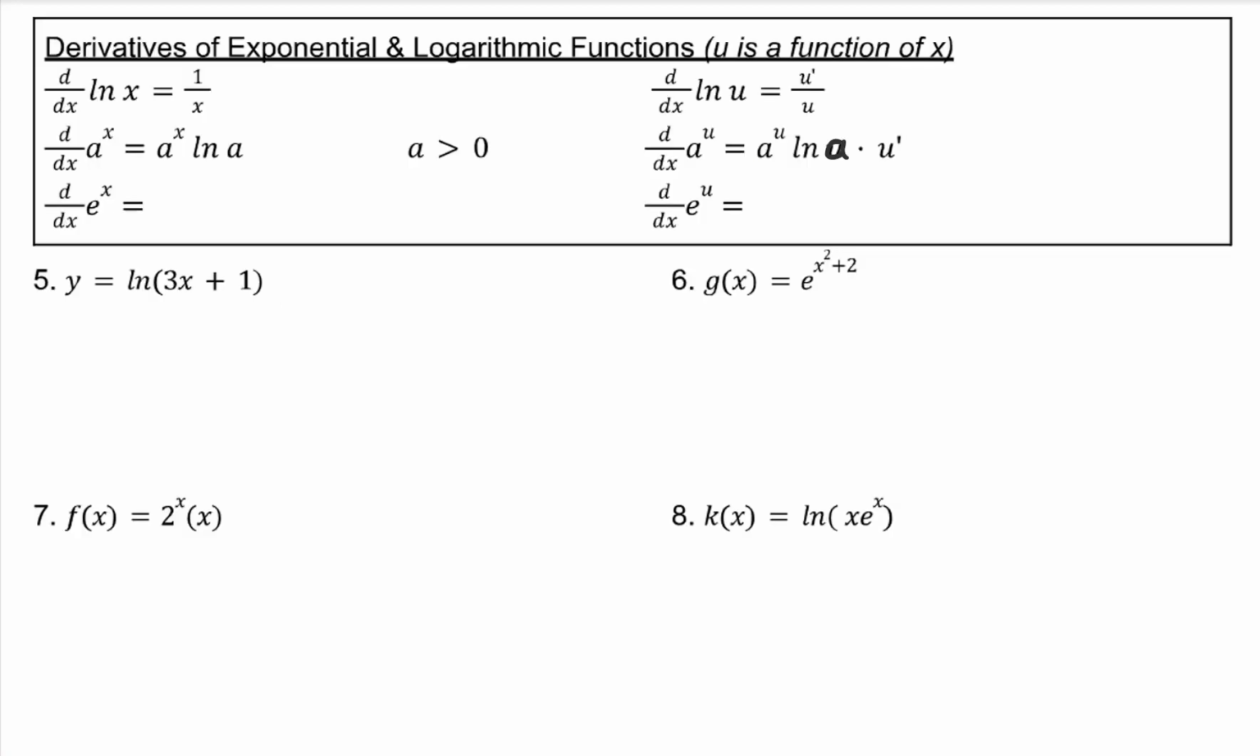Derivatives of exponential and logarithmic functions are as follows. The derivative of natural log of x is 1 over x. So the chain rule version is 1 over u times u prime, also known as u prime over u. The derivative of a number to a power of x, the derivative of a number to a power of a function of x, and then what about the derivative of e to the x?